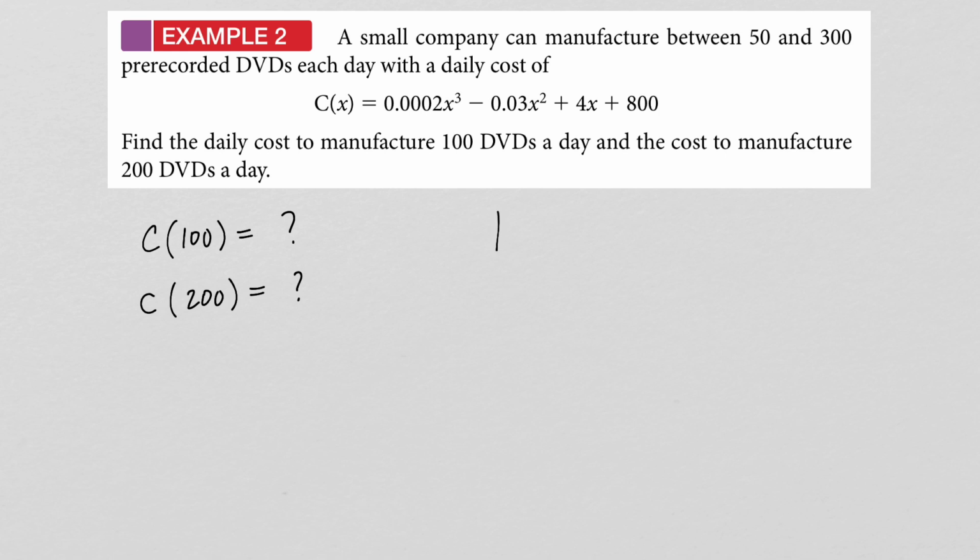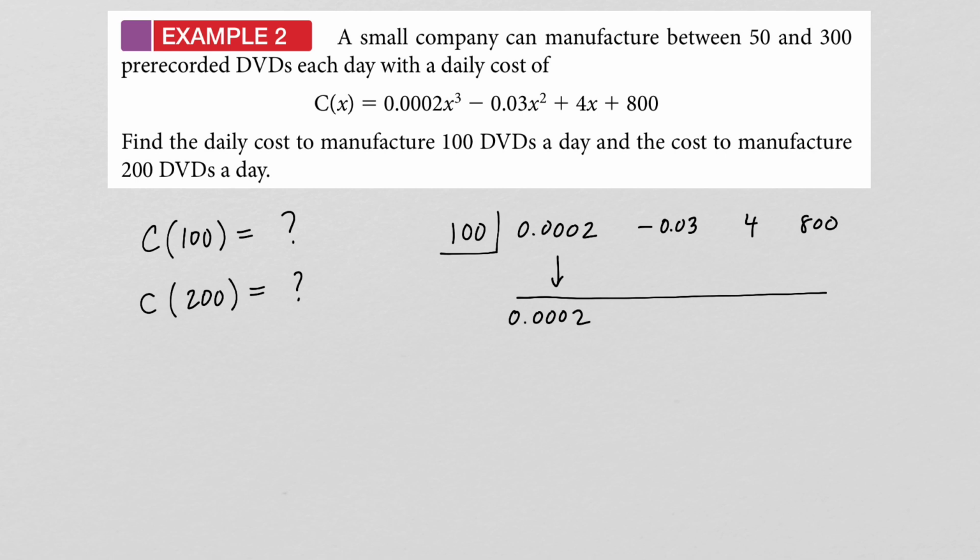So let's start with 100. If I want to find the cost of producing 100, I need to put down our coefficients here. So we have 0.0002 x cubed, and then negative 0.03 x squared, and then 4x, and finally 800. And the way this works, we're going to bring down this first number. And of course, what we're looking for is the remainder that we get in the box here. All right, so let's go ahead and do this.